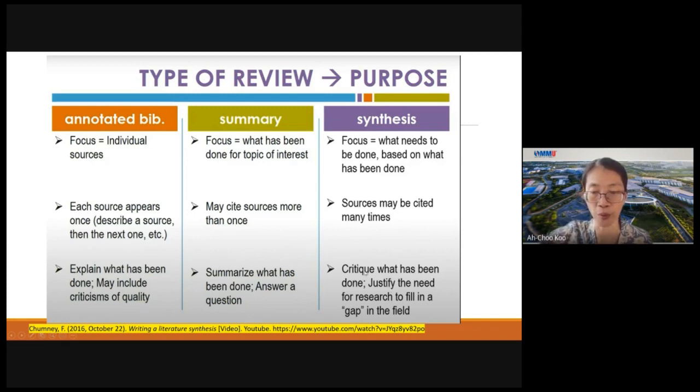Of course, when you write, you also critique what has been done, and justify the need for research to fill in a gap in the field. This is the ultimate writing, usually in literature synthesis. Okay, because we want to defend and give strong justification of why this research needs to be done. That the one that we propose, right?